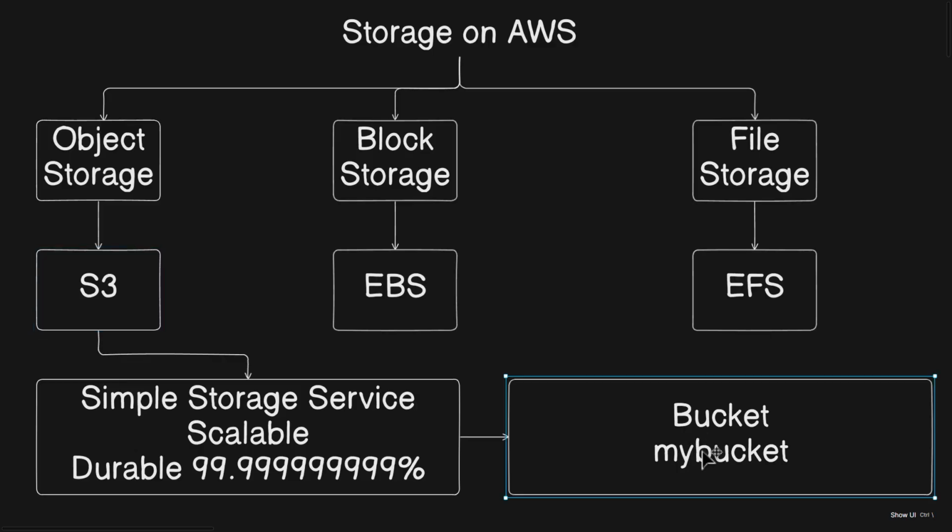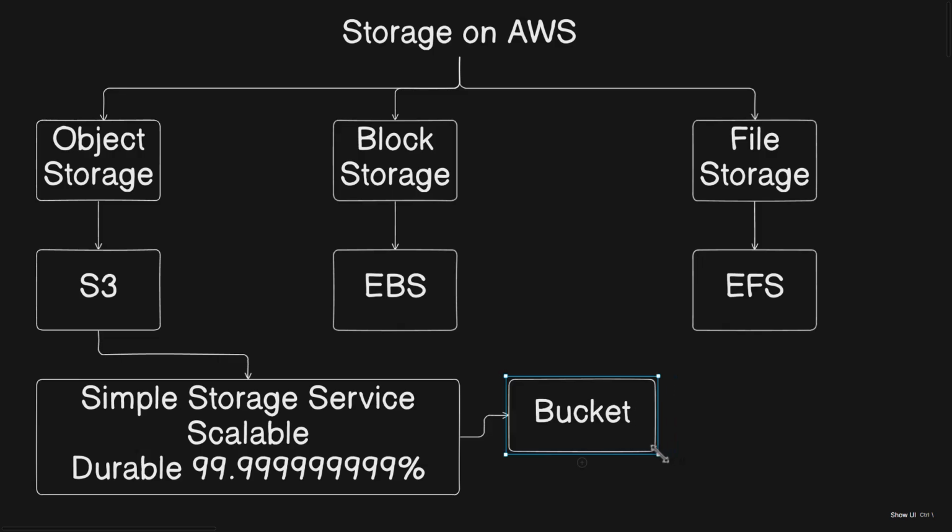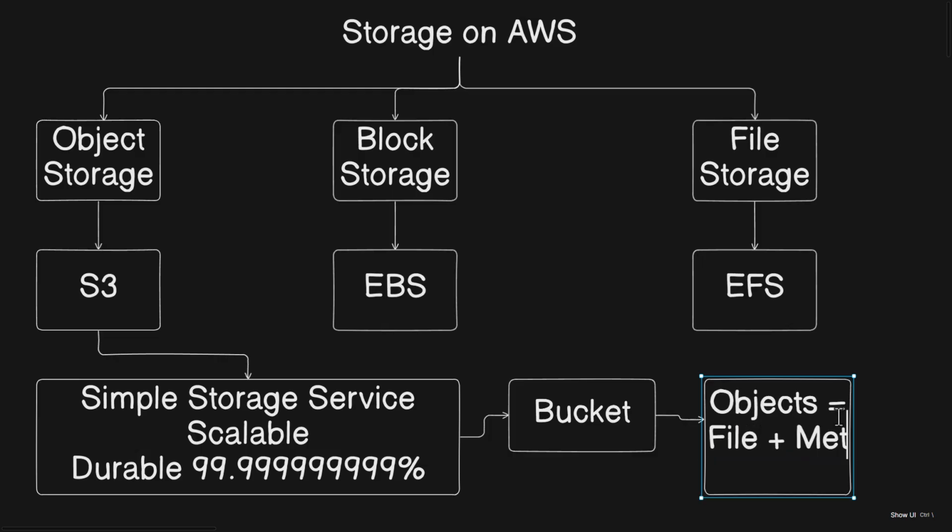And inside a bucket, you will store something called objects. So let me reduce the size of this, something like this. Inside buckets, you will have objects. Now, what are objects? Objects are nothing but your file and your metadata. So an object consists of a file and metadata. Let me say object is equal to file plus metadata.